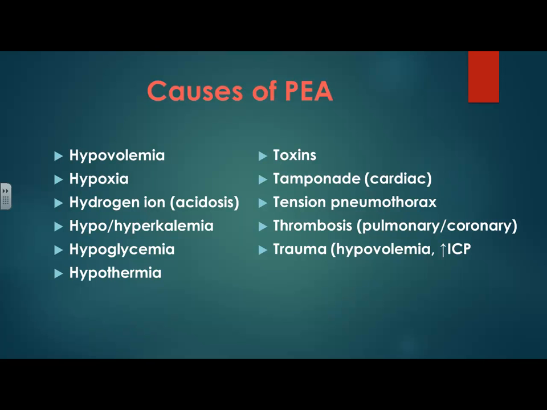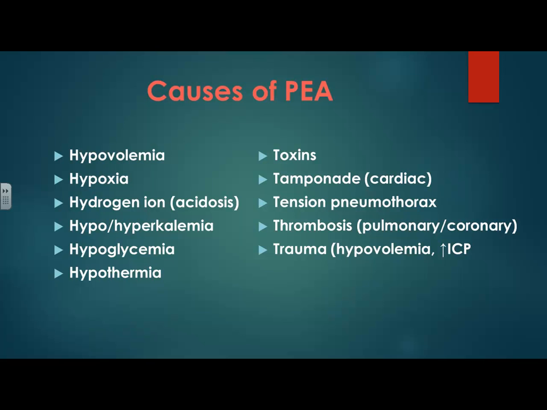Then your T's, your toxins, that's going to include your drug overdoses, your poisonings, things like that. Cardiac tamponade, most often seen with what? Where are we going to see cardiac tamponade? Most often we're going to see it with some penetrating chest trauma, things like that. Tension pneumothorax, again with trauma, your thrombosis, your pulmonary, your PEs, or your coronaries.